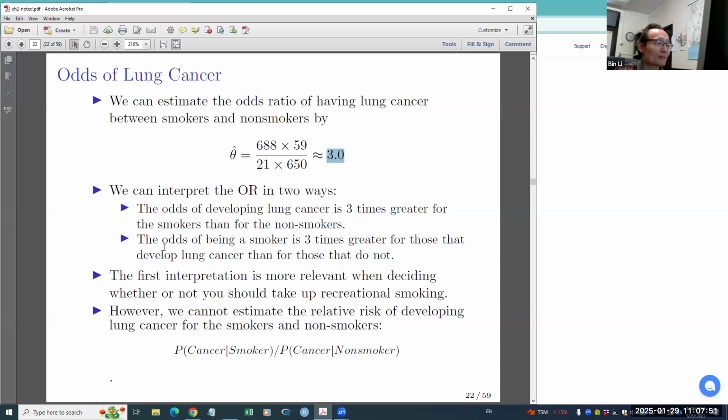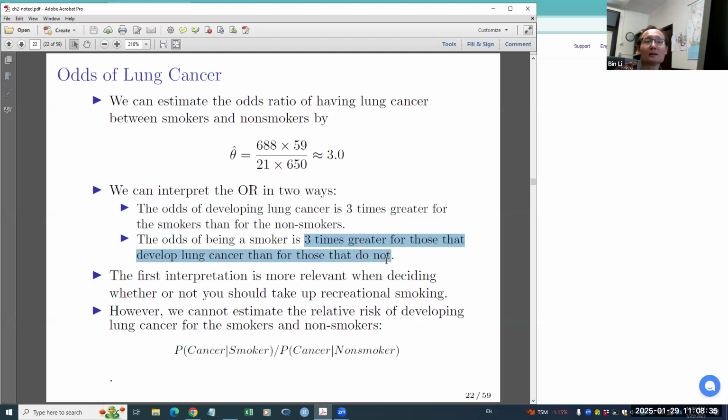Okay? So we can say the odds of developing lung cancer is 3 times greater for the smokers than the non-smokers. So this is focused on the odds of getting lung cancer, right? We can also do it in a different way. This time we focus on the odds of being a smoker. So the odds of being a smoker is 3 times greater for those who develop lung cancer than those who do not.